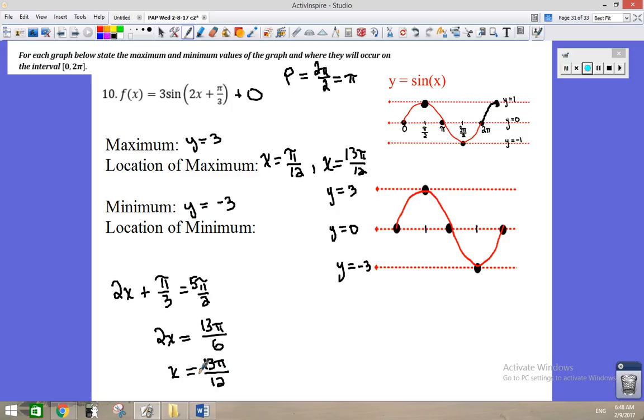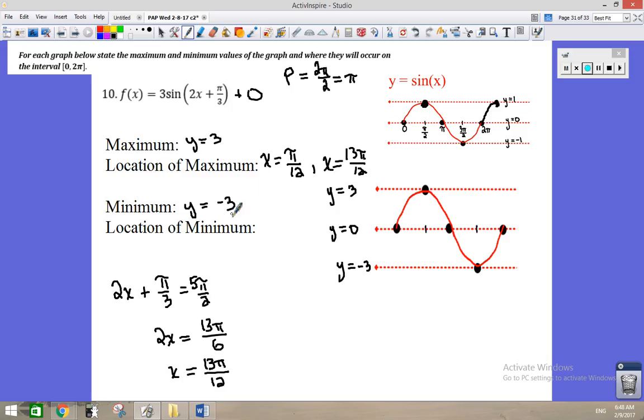All right, 13 pi over 12, which is exactly what we thought it would be. If we add another pi units to that, we'll be at 25 pi over 12, which is bigger than 2 pi. And we only want to look on the interval from 0 to 2 pi. So we found the two locations on the interval from 0 to 2 pi where if you plug in this input into this function, the output of that function will be 3, and that 3 is a maximum value.